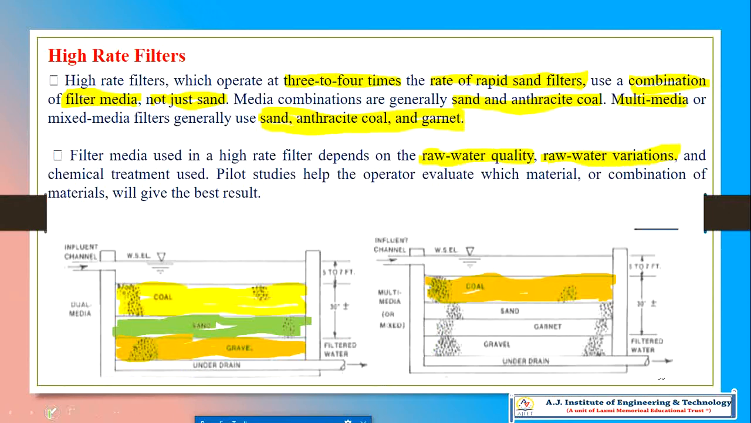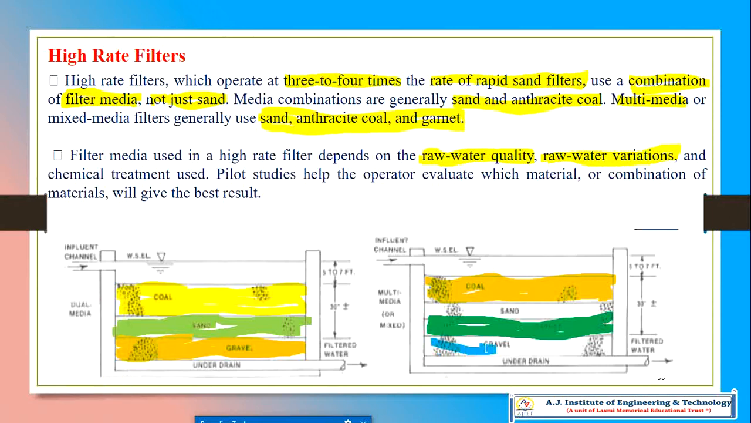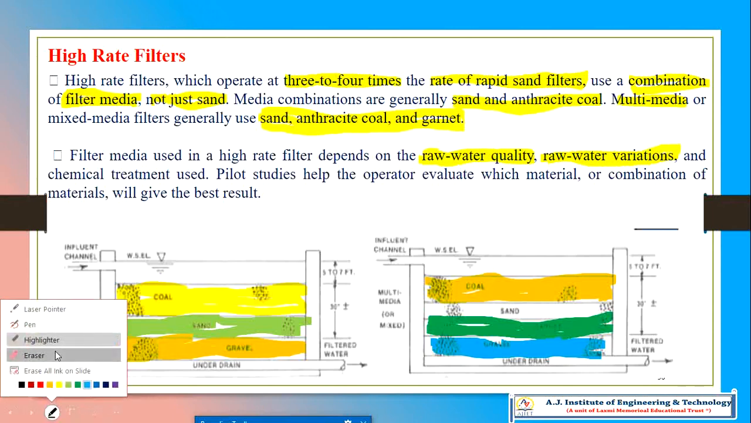Another one is a granite. This is granite, and one more is used here, gravel. Here one more is used as a gravel. Okay, so this is about our gravel, and an under drain is used. So this is about our mixed media filter, that is called high rate filter. Also you can call it as a high rate filter.